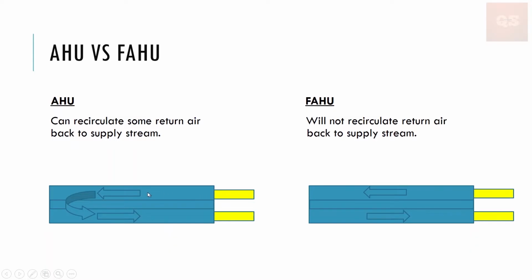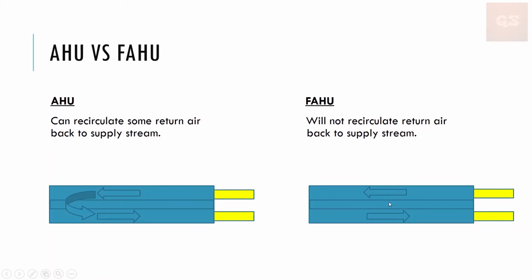So in an AHU, some of the return air can go back to the supply part. This will happen in an AHU. That is why it is said that it can recirculate some return air back to the supply stream. So this flow happens in an AHU.